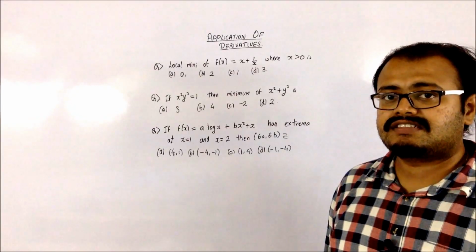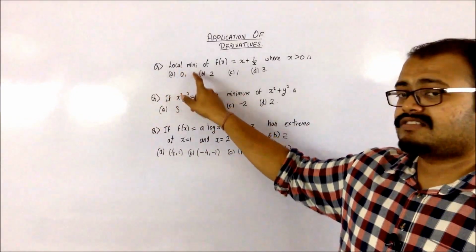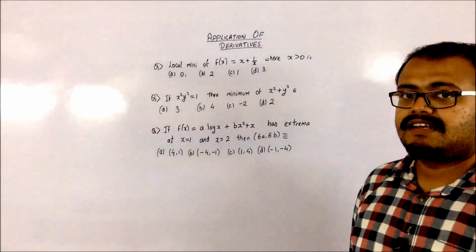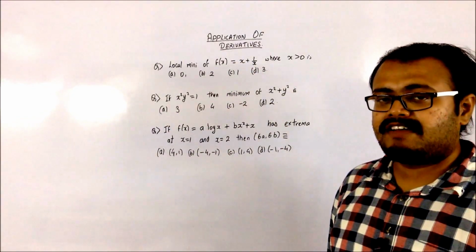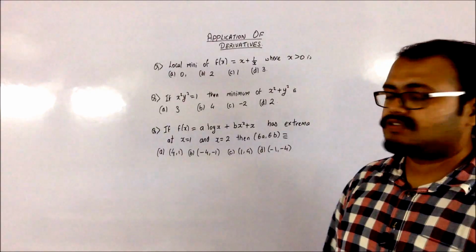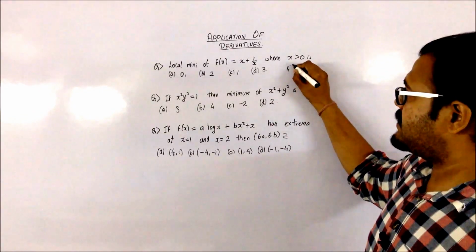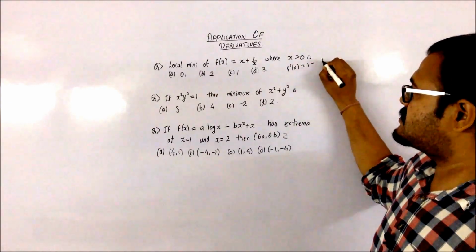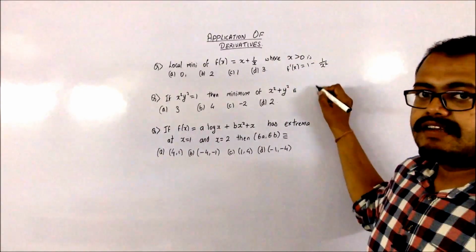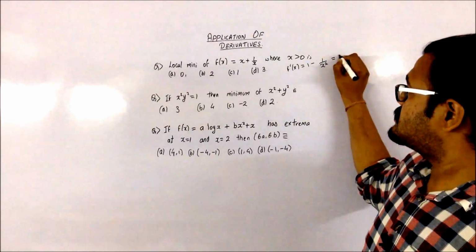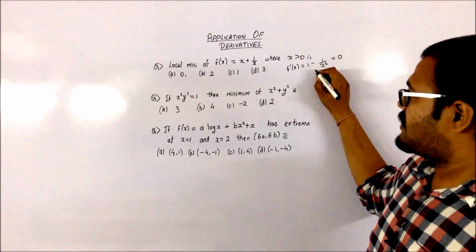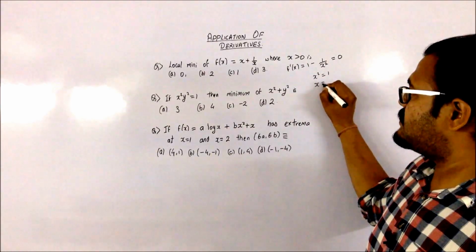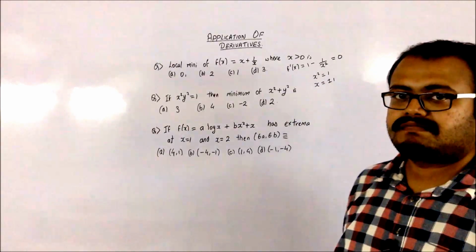Let's see the first question. Here they are asking us to find the local minima of f of x, which is given by x plus 1 upon x. So basically you have to find the minimum value of this function. Your first step is finding f dash of x, which will be 1 minus 1 by x square. You then equate this to 0. After equating it to 0, you will get x square is equal to 1 and x will be plus and minus 1.